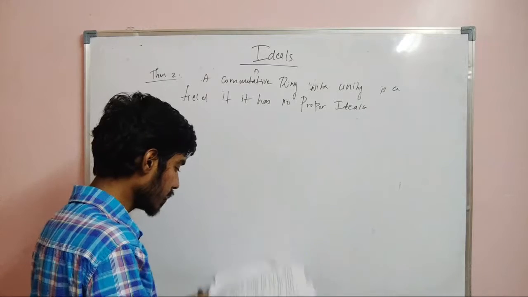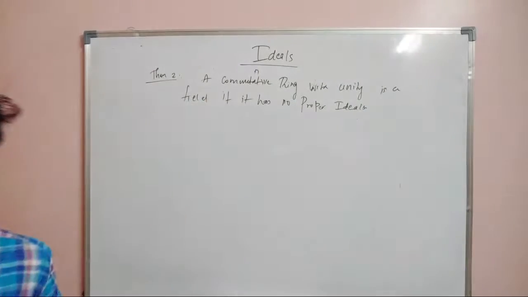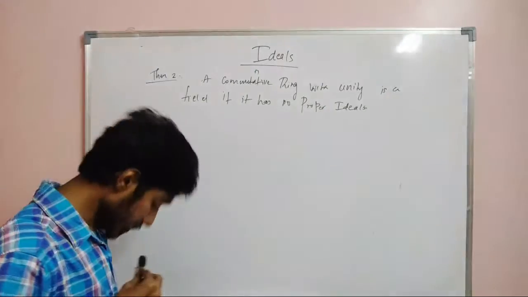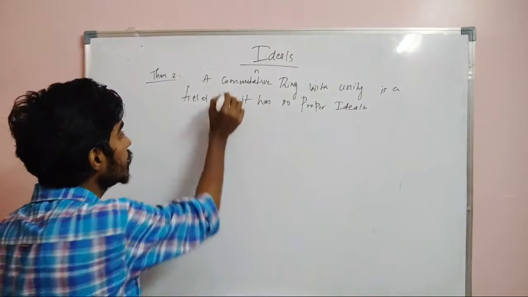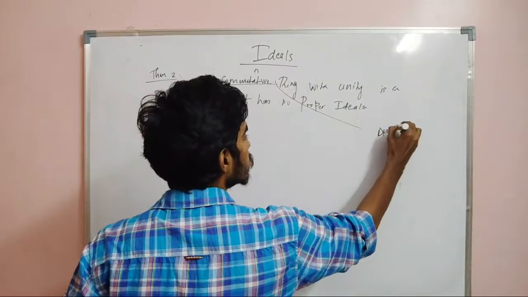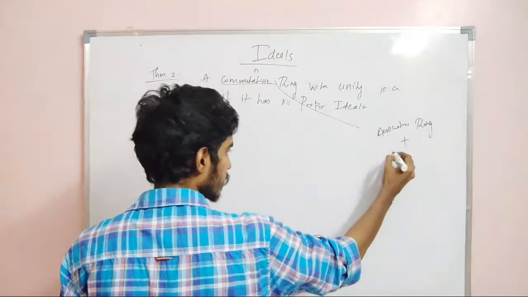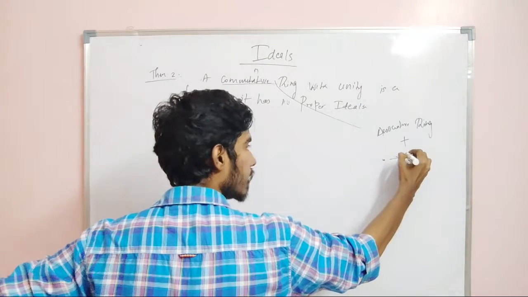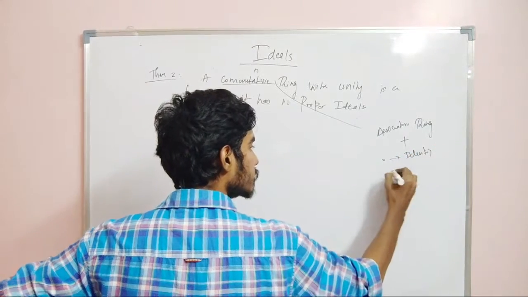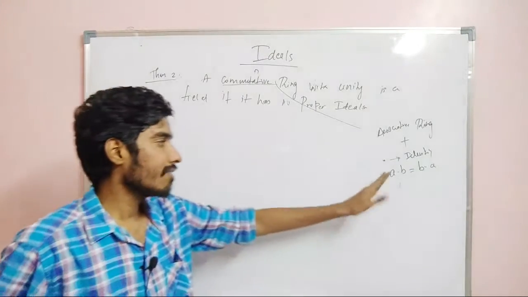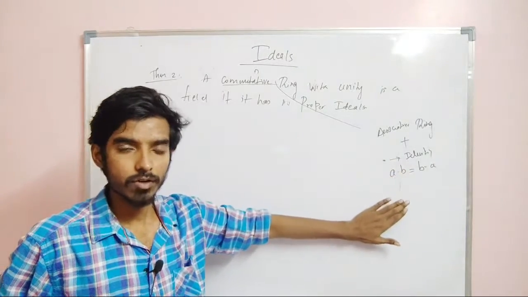So a commutative ring will be a field. A commutative ring means first it has to be an associative ring, and with respect to multiplication it has identity, and it is commutative also, that is A into B is equal to B into A. Suppose we have an extra condition that every non-zero element has an inverse, then it will be a field.